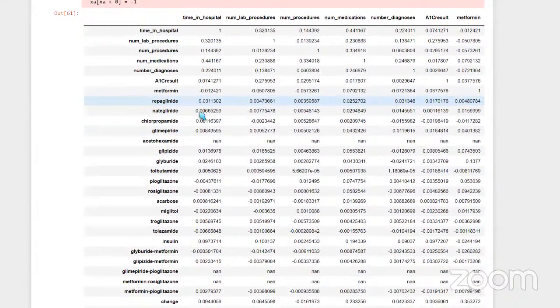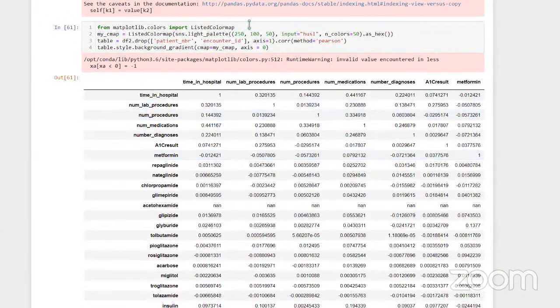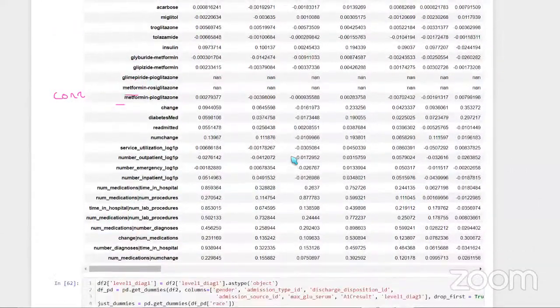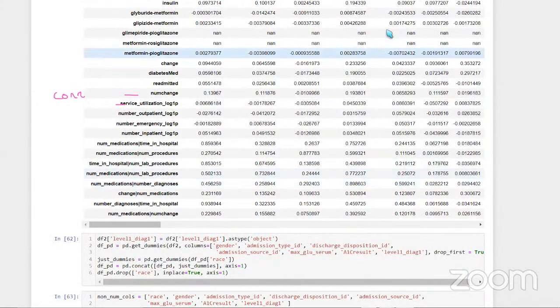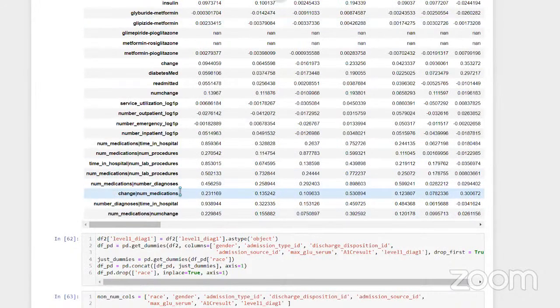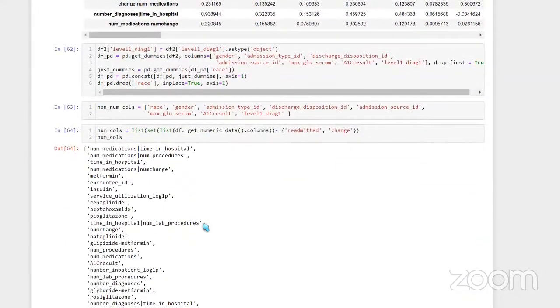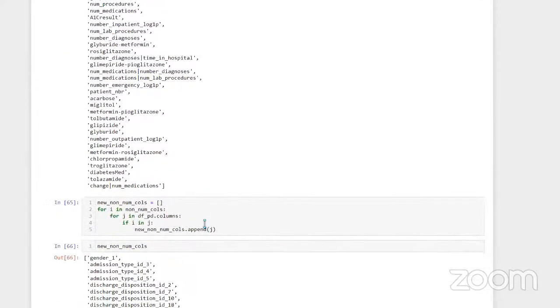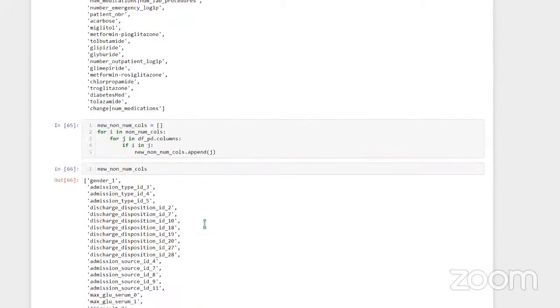Sorry, this is the correlation map we got between various data. So time in hospital, number of lab procedures. You can see the values here. This is the value of the correlation coefficient. A large number of columns has been created based on all the encoding we have done.